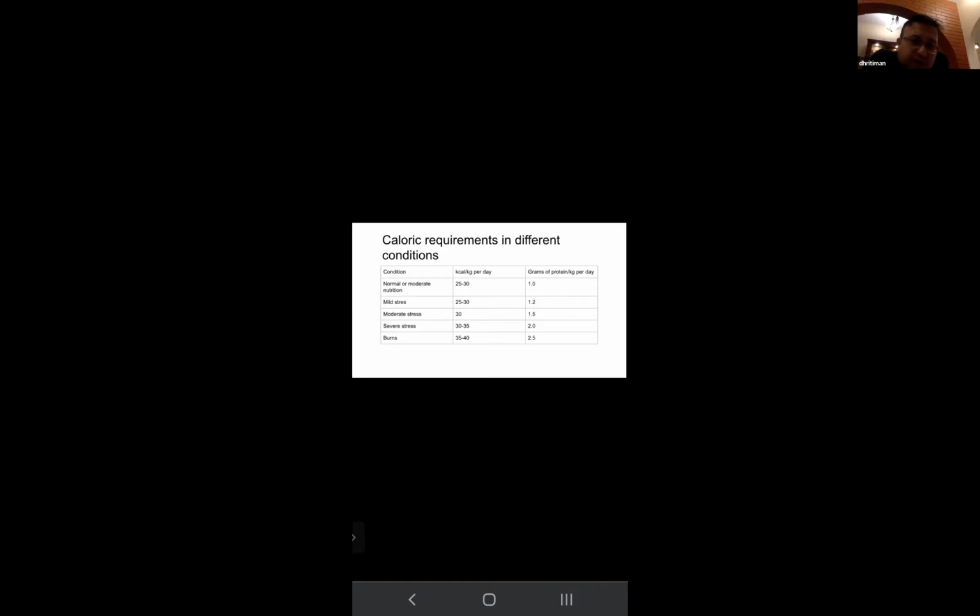And when you are talking about burns, for burns, there is a separate curative formula. You can use that, which takes into account both the percentage of burn and the body weight of the patient. So please read that formula for caloric requirements in burn patients.